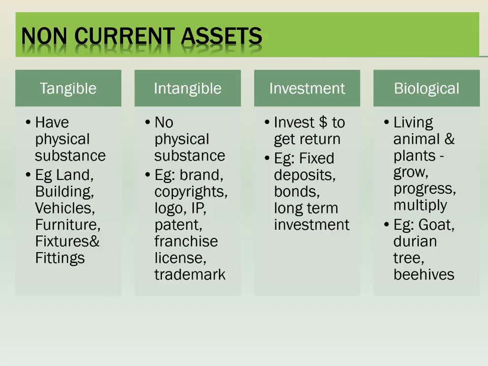The next subcategory is biological assets. This one recently is a very popular topic, and you will cover this topic in, I'm not so sure, FAR 270 probably, or FAR 210, but I think it's FAR 270. So you will have a specific topic on how to record the biological assets. The biological non-current assets are the living animals and plants, whereby these animals and plants can grow, progress, and sometimes multiply. So goats, durian trees, beehives become non-current assets for the business entity.